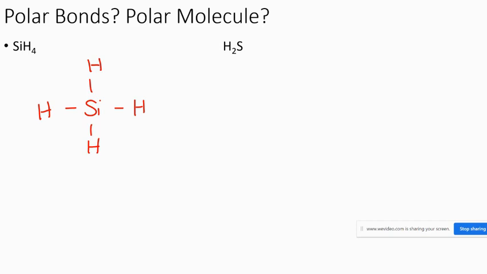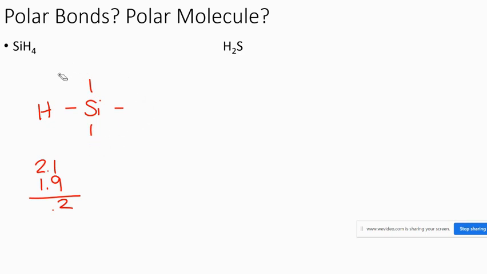Okay, so not a big electronegativity difference. Silicon is 1.9, hydrogen is 2.1. So the electronegativity difference here is 0.2. So these would be considered nonpolar bonds, and this is considered a nonpolar molecule.